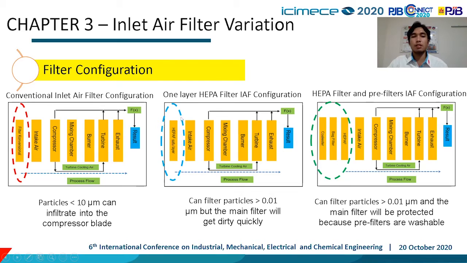But the main filter in this one, the HEPA filter, will get dirty quickly. And the last one is the HEPA filter and pre-filters configuration. This configuration can filter particles with a size of more than 0.01 micrometers. And the main filter in this one, the HEPA filter, will be protected because the pre-filters are reversible materials.